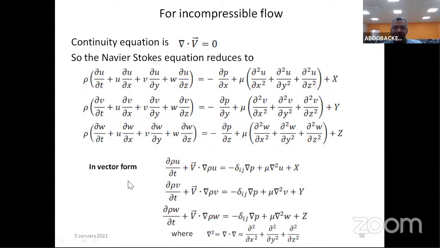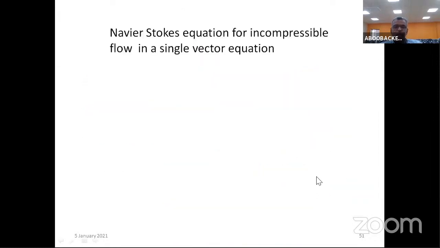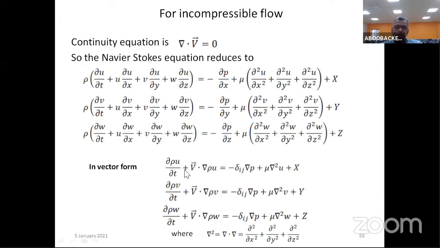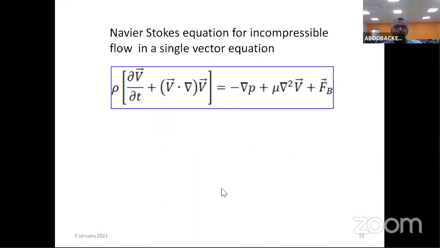In x direction, y direction, if it is a single equation, we have to replace this with capital V. So in vector form, it is a compact notation of these equations. Okay, in single form we have capital V, whereas in component form we have small u, v, etc. So if we write it as a single equation, it should be like this. In most of the general literature, it will be put in this form.